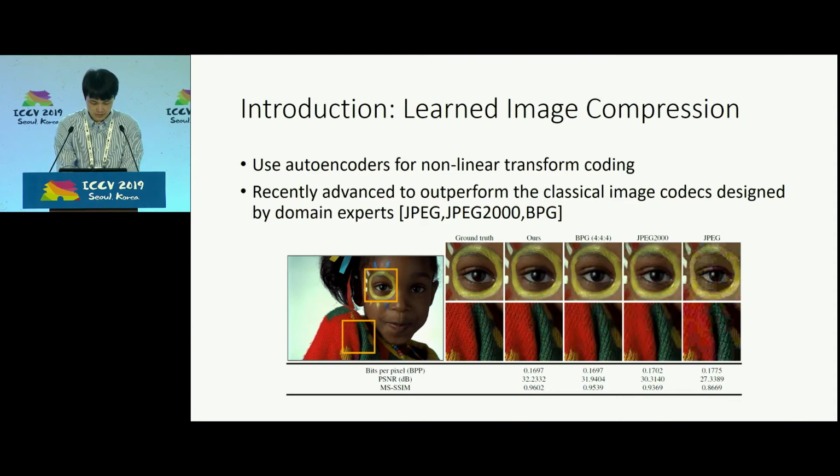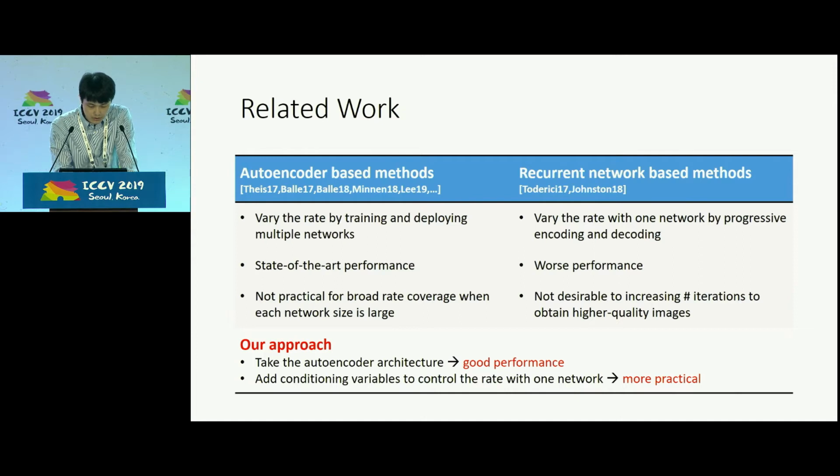Learned image compression has recently advanced to outperform classical image compression codecs like JPEG and BPG, which are designed by domain experts. There have been 2 approaches in deep learning-based compression schemes. The autoencoder-based one showed state-of-the-art performance, but it needed separate networks to be trained and deployed for different target rates. So it's not that practical.